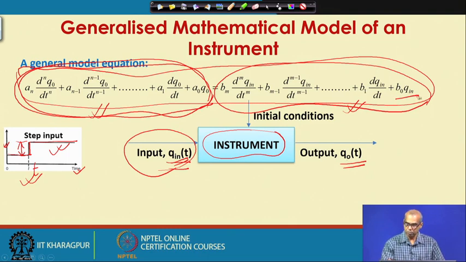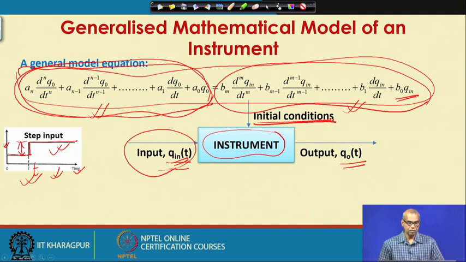When we put in q in, which is the mathematical representation of the step input, and we know the values of a's and b's, which are the constant coefficients of the ordinary differential equations, we can solve. This is a differential equation, so it requires appropriate initial conditions for its solution. So, this is a general scheme for mathematical modeling of an instrument.